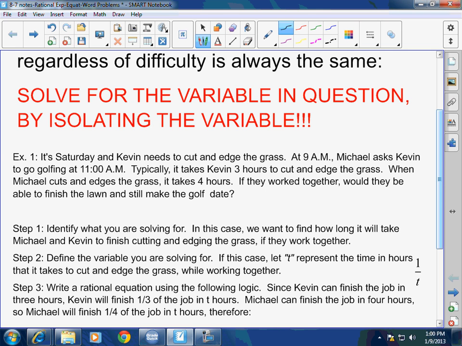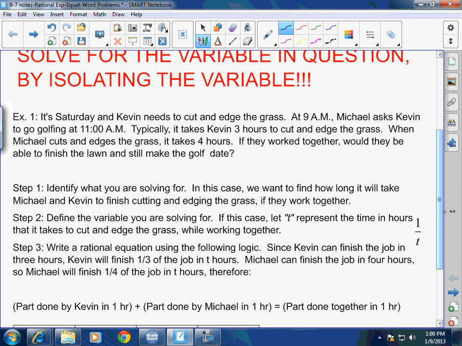Okay, this is a work problem. Your first step, identify what you are solving for. We are solving for the time it takes for both of them to cut the lawn, correct? And in this case, we want to find how long it will take Michael and Kevin to finish cutting and edging the grass if they work together.